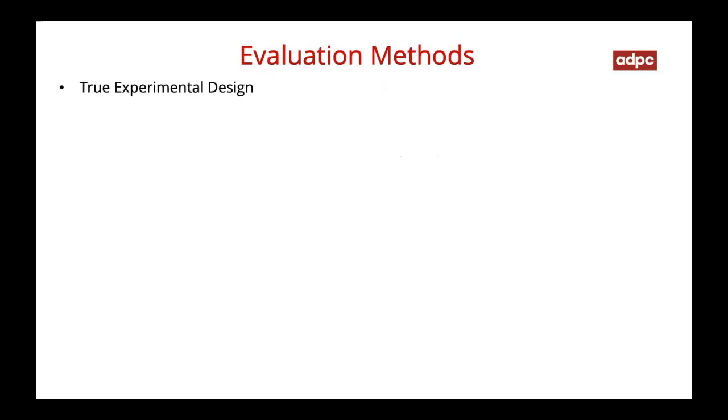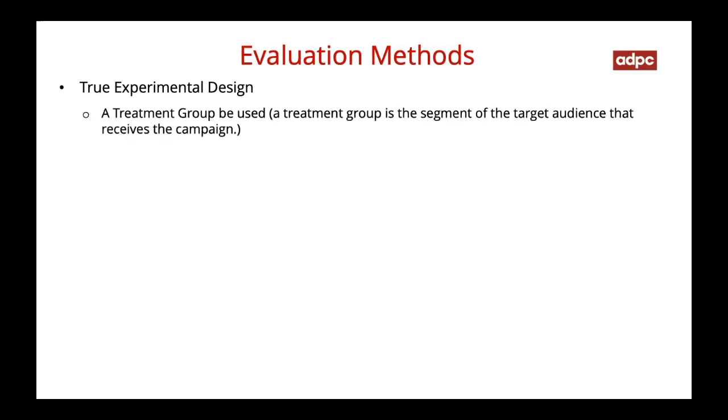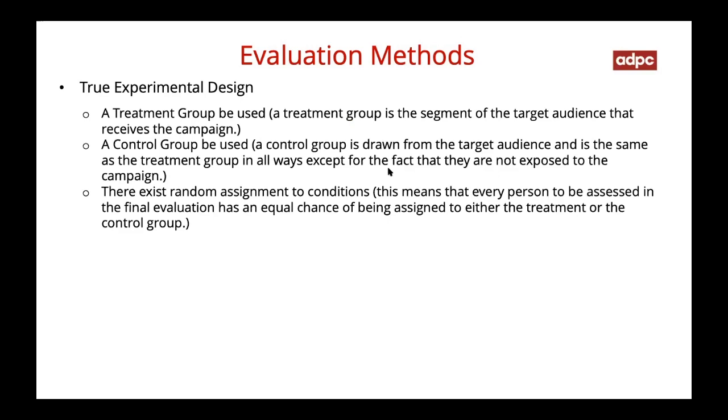And then the different methods as well. Just two methods: the true experimental design and the quasi experimental design. Okay, so through experimental design, what's the characteristic? You have a treatment group. It is the segment of the target audience that receives the campaign. Remember, we're now talking of your evaluation. So if you're targeting a certain barangay, for example, in Makati, these are the treatment group.